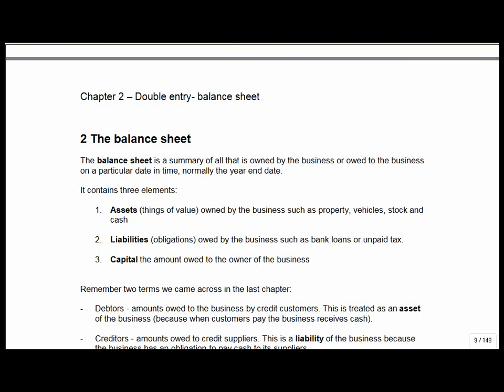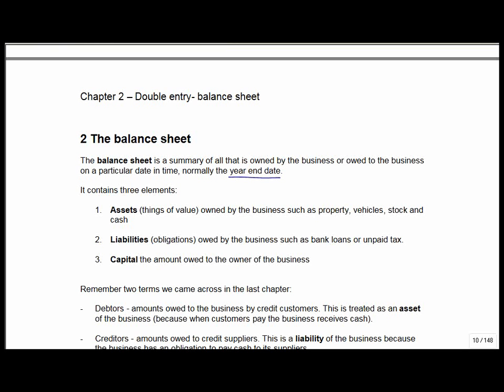So, let's have a look at this balance sheet then. What do we mean by the balance sheet? Well, it summarizes everything that the business owns and owes at a particular date in time. Normally, accounts are prepared annually, and so all businesses have a year-end date to which they make up their accounts.